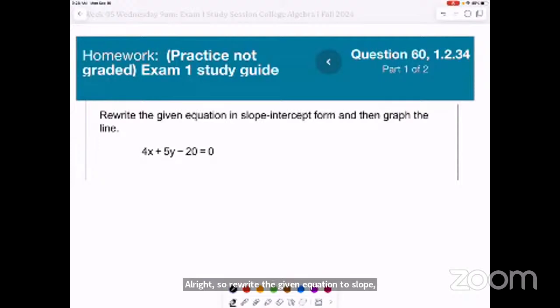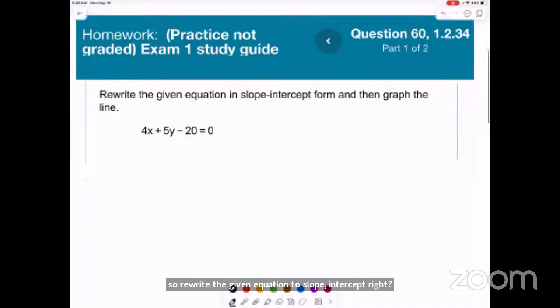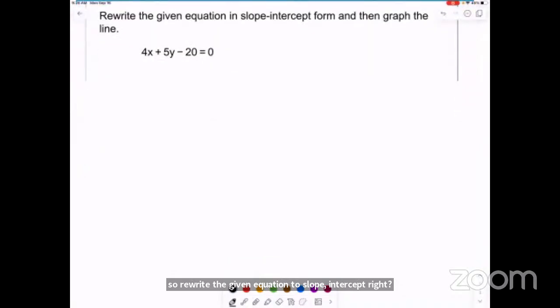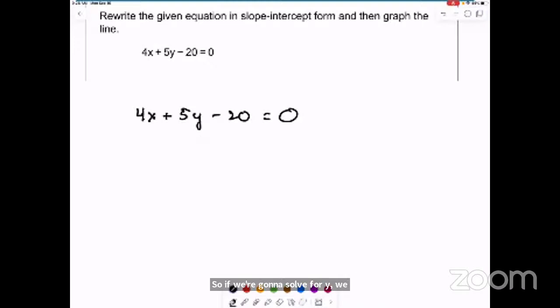So we have 4x plus 5y minus 20 equals 0, right? If we're going to solve for y, we want to basically isolate the y. We're going to use inverse operations to solve for y, so let's move things away from the y.